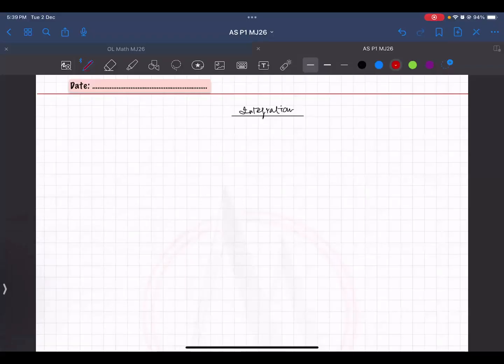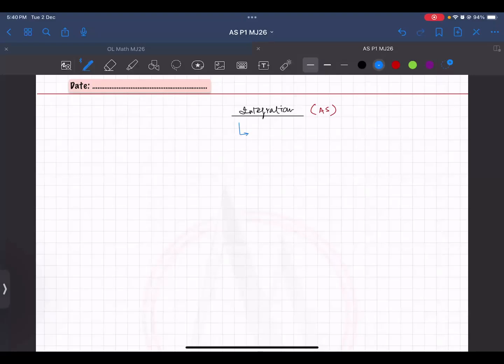Okay, so this is the first class for integration of AS and the last topic for AS for P1. Hopefully we will be completing this in 3 to 4 classes, maximum 4 classes, with the past papers. And first of all, integration.